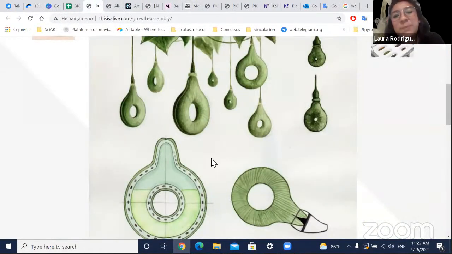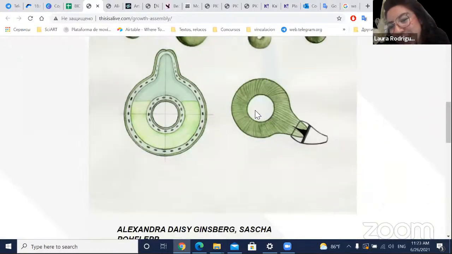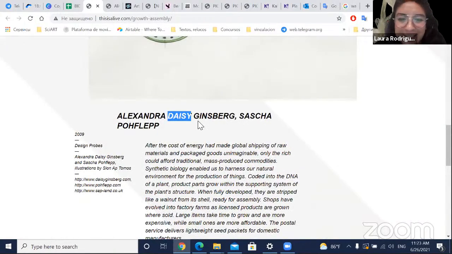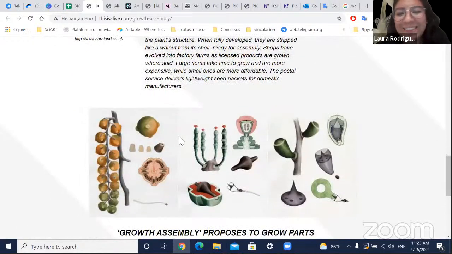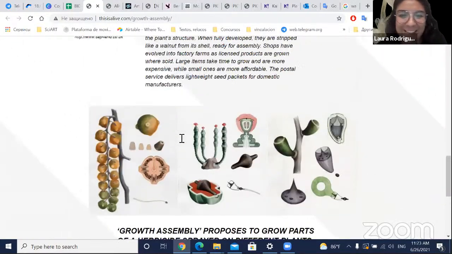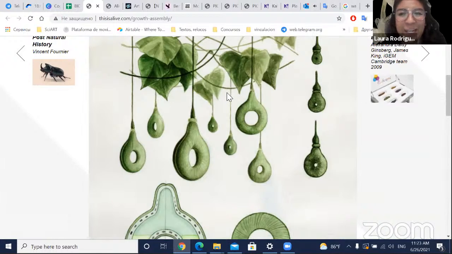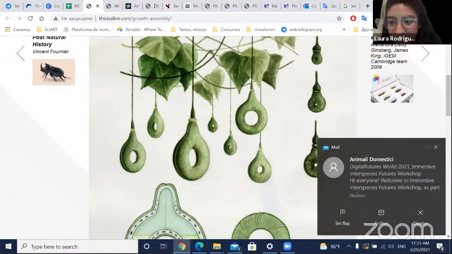It's speculative, so it can also enter as a speculative artwork. As you can see, it's the same artist, Alexandra Daisy Ginsberg, and she works on projects where it is so difficult to understand if it is really bio art or biodesign, because she's driven by functionality, but it's speculative. So it can also enter as a new statement or philosophical idea, or be related to products.